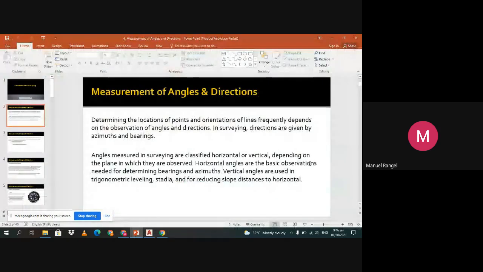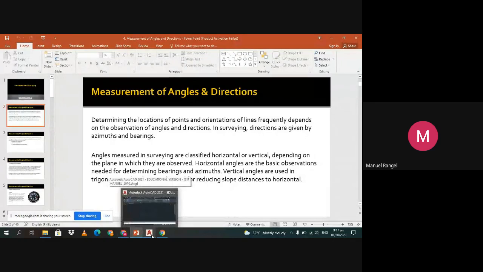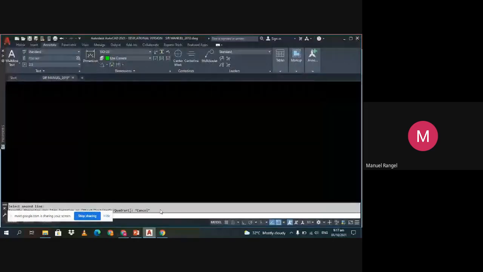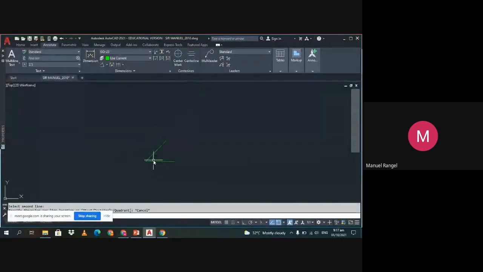Depending on the plane in which they are observed. So horizontal angles are the basic observations needed for determining bearings and azimuth. So vertical angles are used in trigonometric leveling, stadia, and for reducing slope distances to horizontal. So there are two classifications of angle, no? So we have the horizontal angles and the vertical angles.